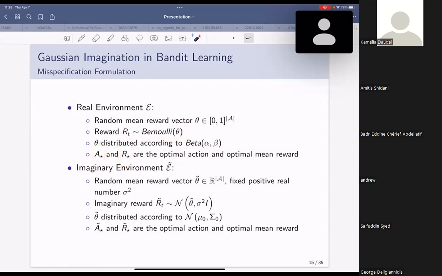And for the imaginary environment, E tilde, the agent assumes that there is a mean vector theta tilde, which takes real values and comes from a normal distribution. We're assuming that sigma here is fixed, and the mean reward comes from a normal prior. And again, the agent believes that there exists an optimal imaginary action and an optimal imaginary reward, called A star tilde and R star tilde.